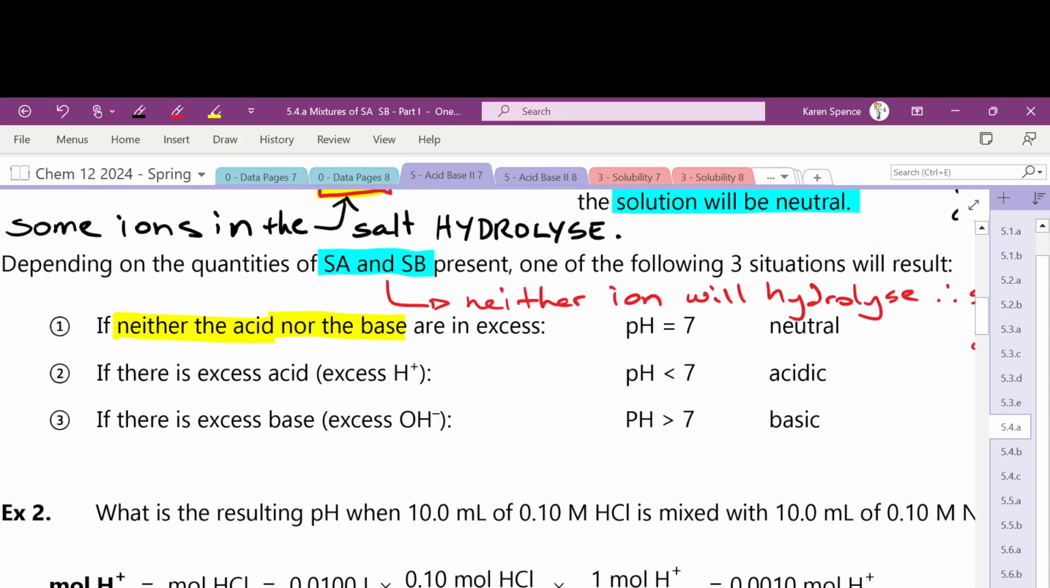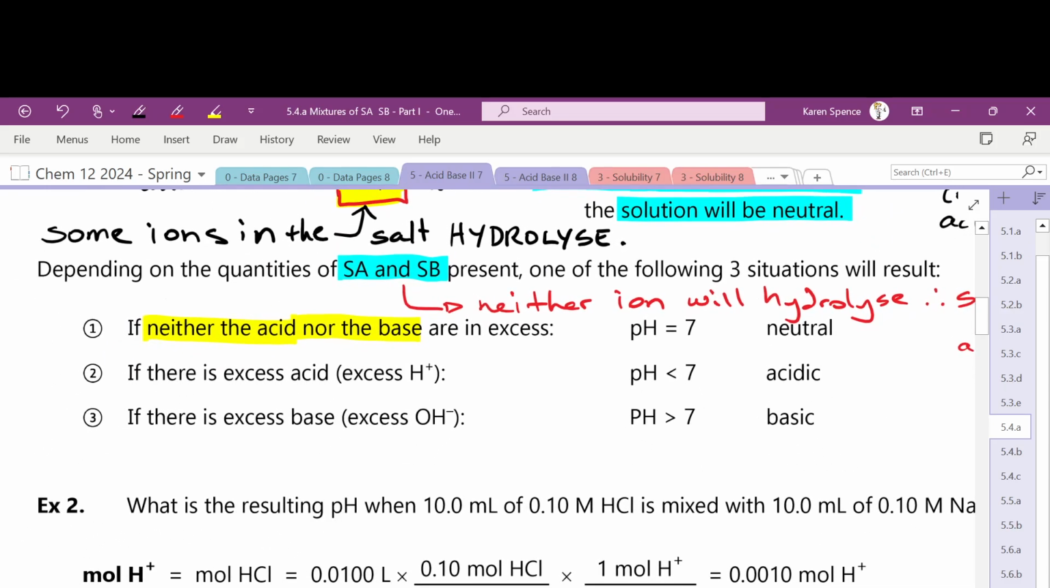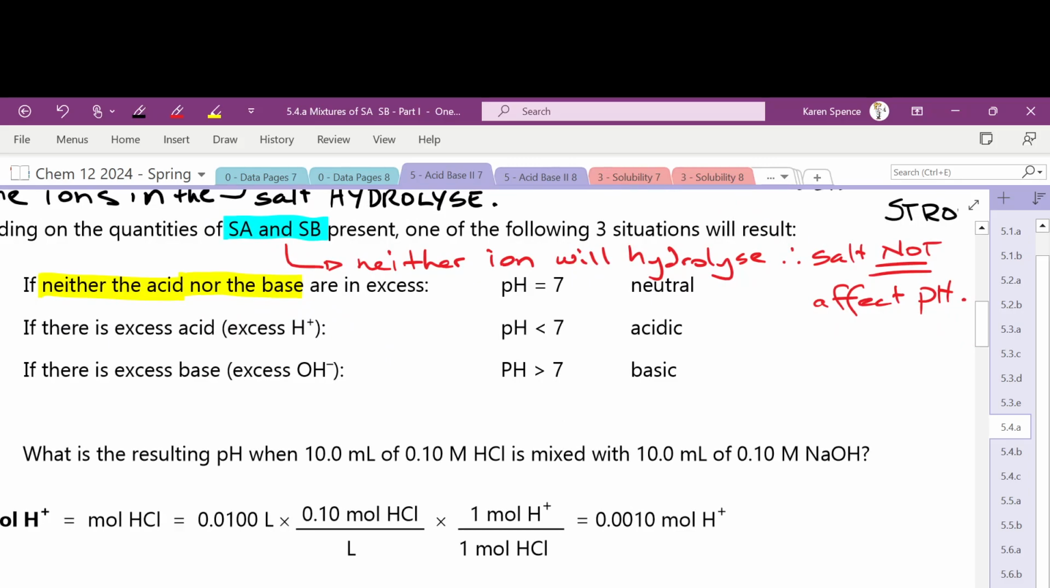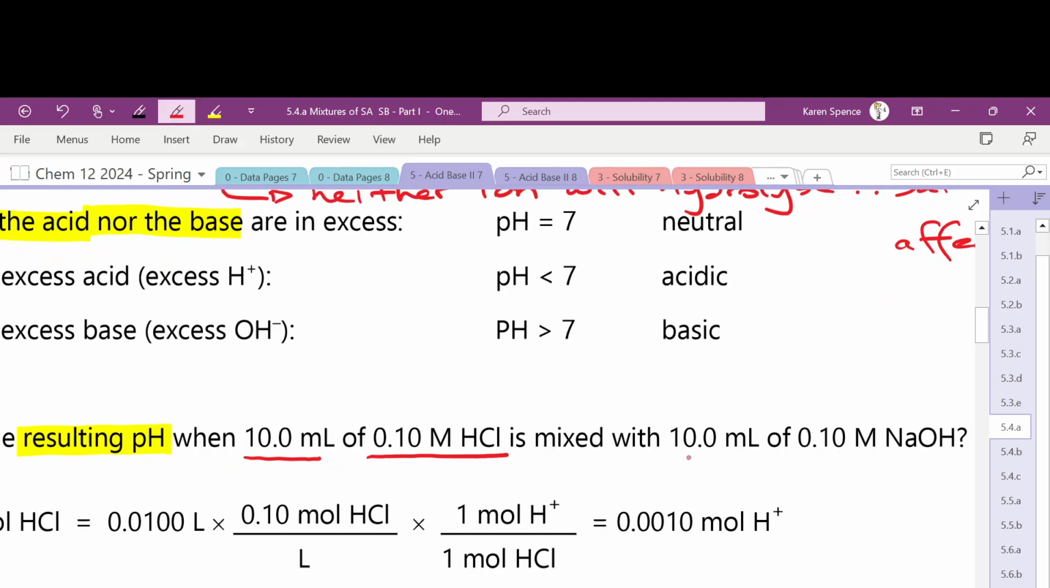So let's take a look at this first example just to get an idea of what the math is going to look like, and then we'll work through some more complicated examples. What is the resulting pH when we mix 10 milliliters of 0.1 molar HCl with 10 milliliters of 0.1 molar NaOH?